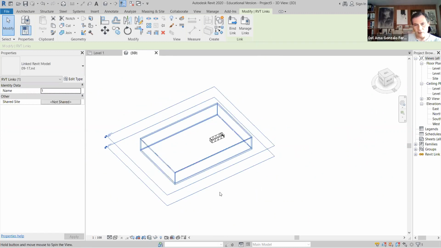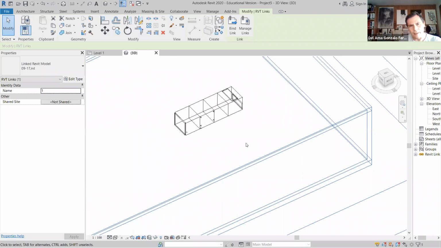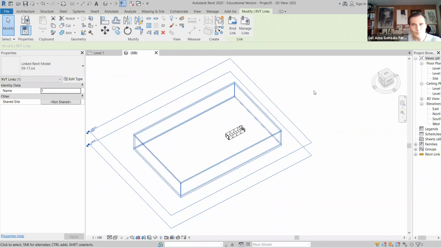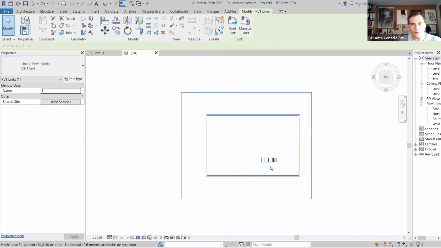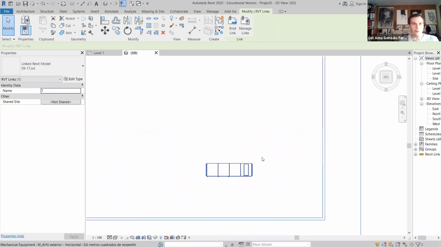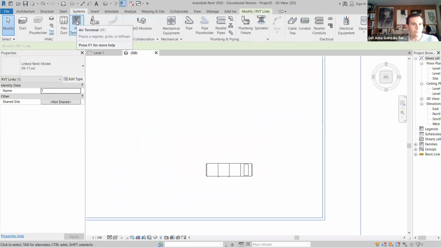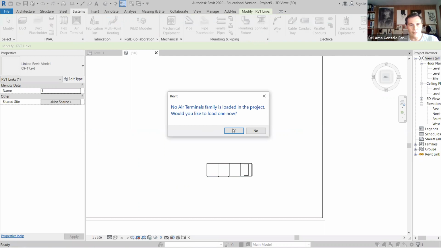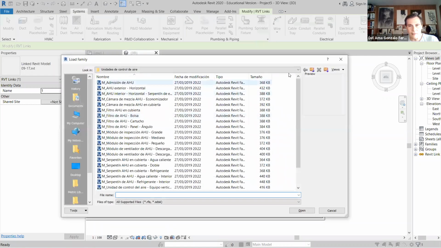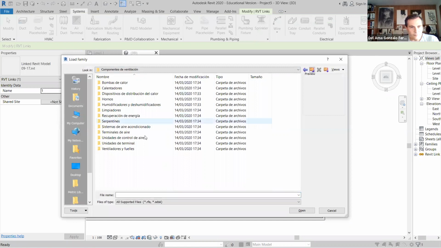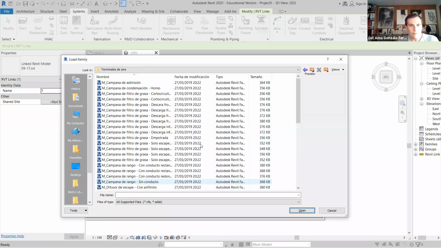Okay, so this is my air handling unit. Beautiful. Now, what else? I told you that we are going to use only two elements now, the air handling unit, and on systems, we have the air terminals. So the air terminal, again, no air terminal is loaded. So we have to select air terminals. And now there are plenty of things. And because I don't know the name, but I know what I'm looking for.